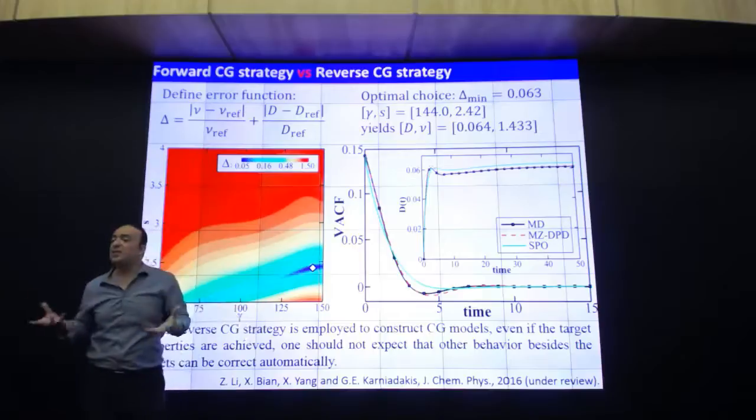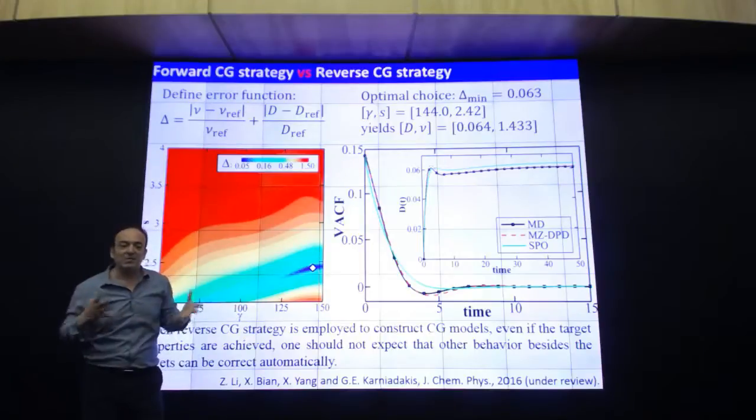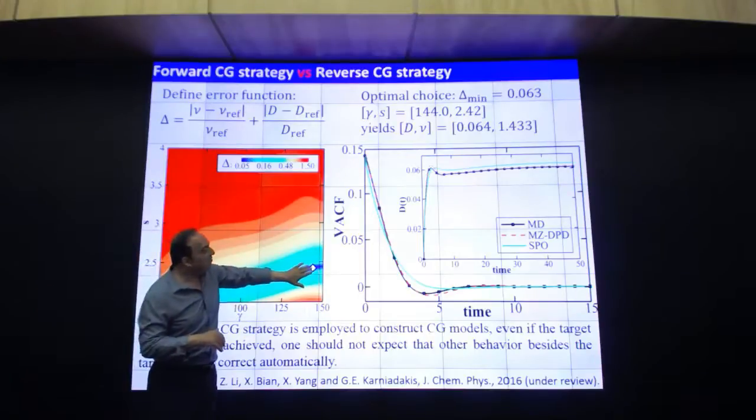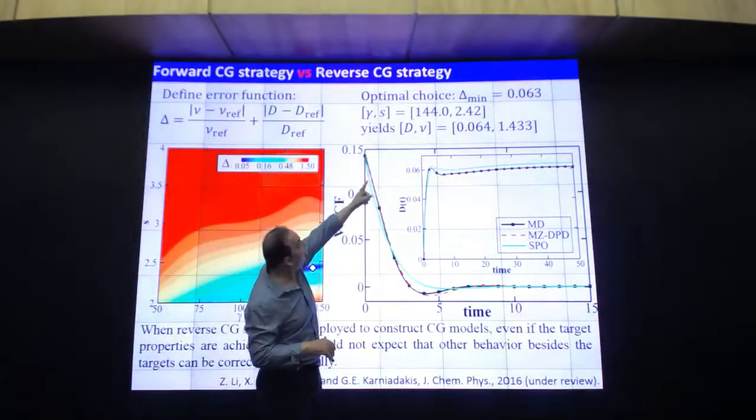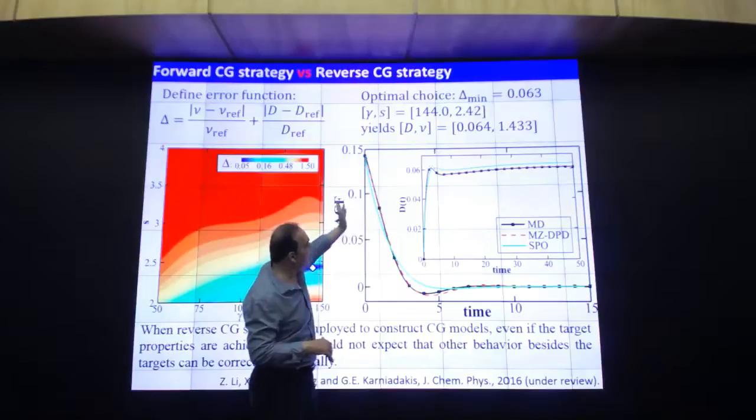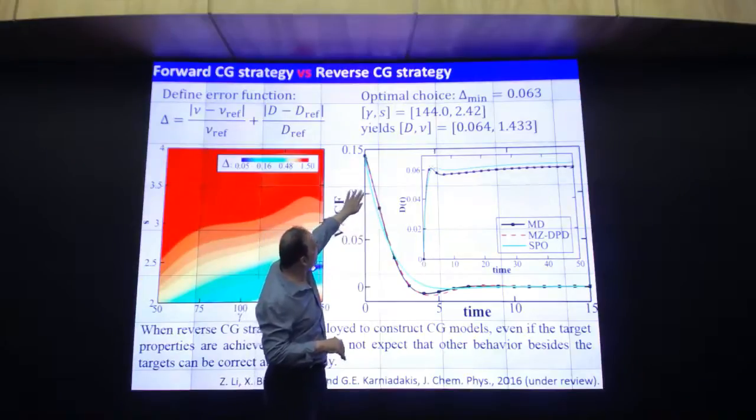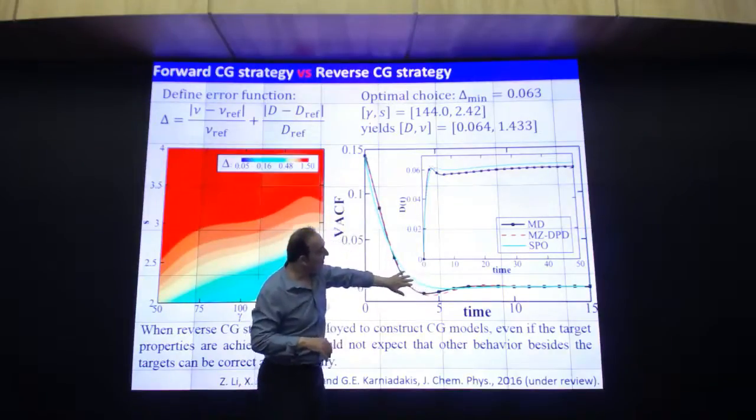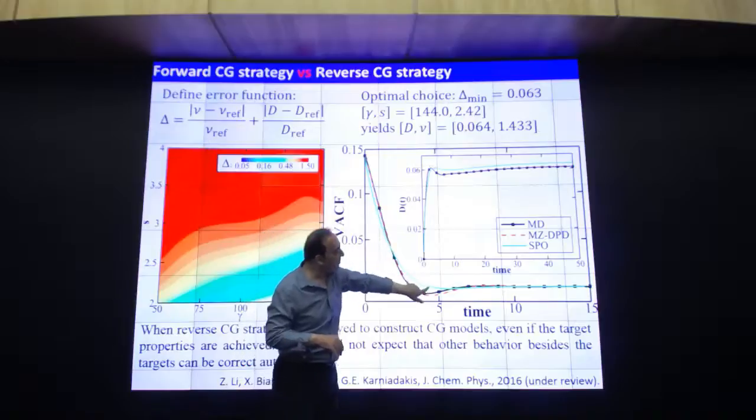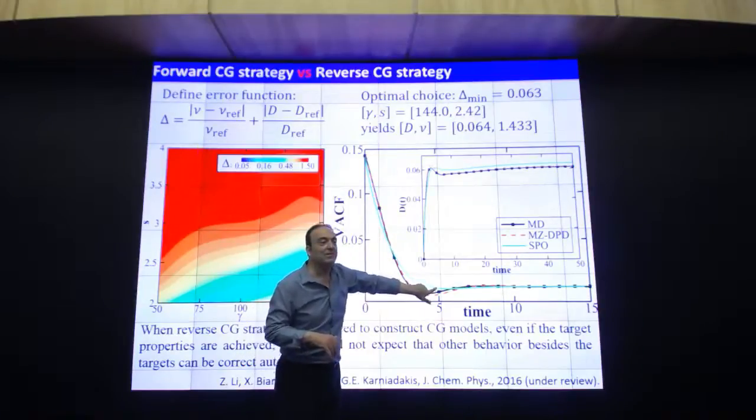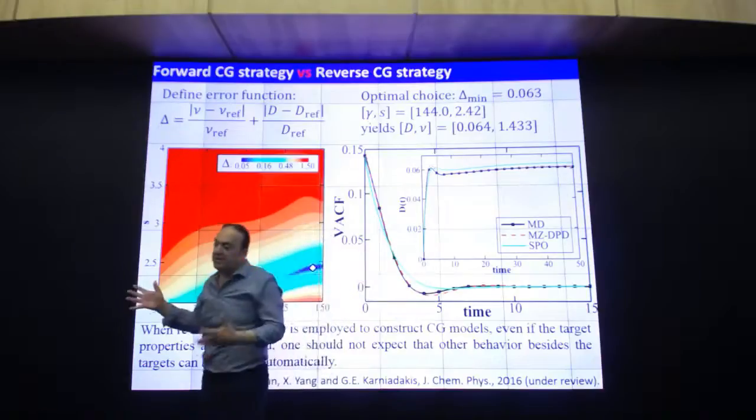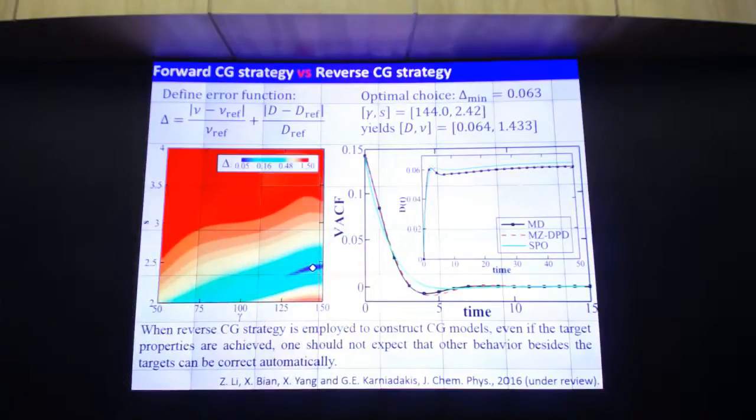Sometimes there's more than one minimum, it turns out. Depends on how you set up the problem. But that means that you actually get very close to what you have. But it turns out that from this optimization, you don't get the correct velocity correlation function. You can see it's way off, and some other properties. So you're targeting two properties.